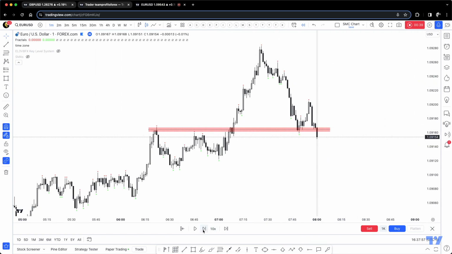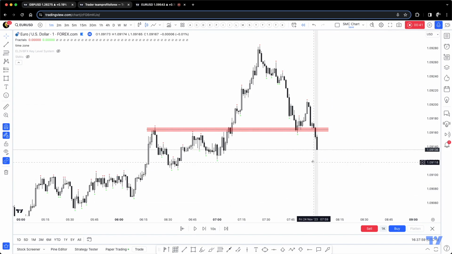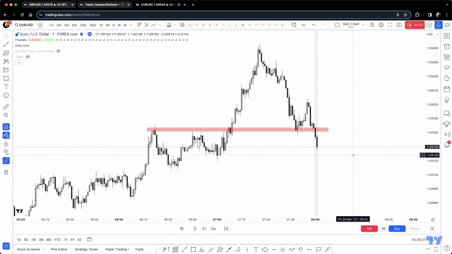I see the failure. Let's see the next candle. What is it going to do? Okay, looks like it's breaking to the downside. Okay, then maybe you see.